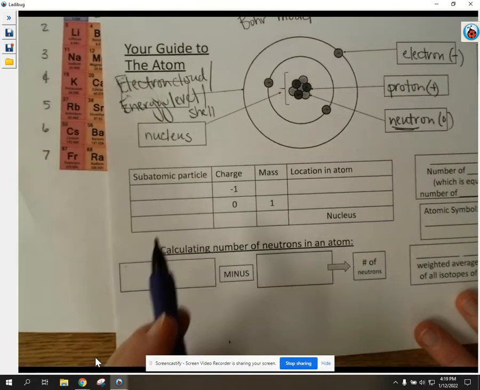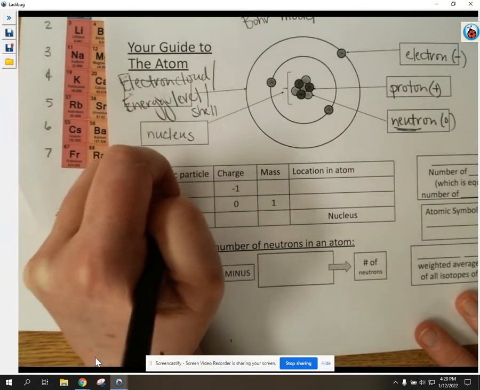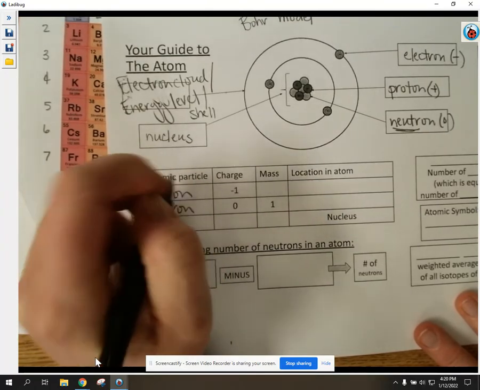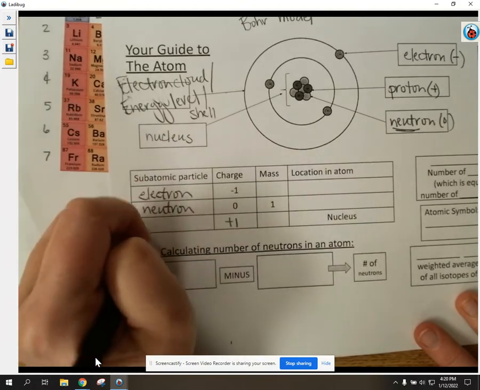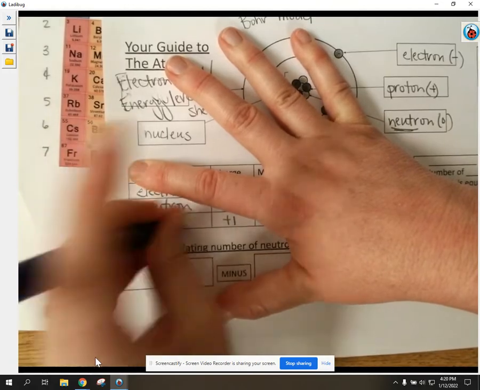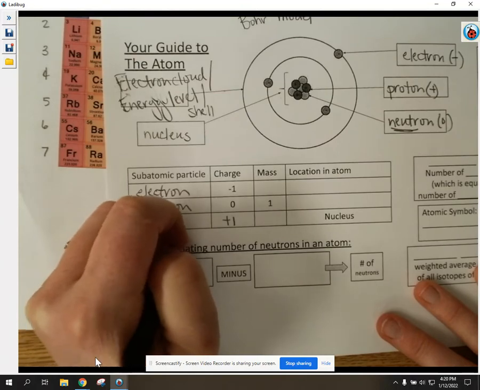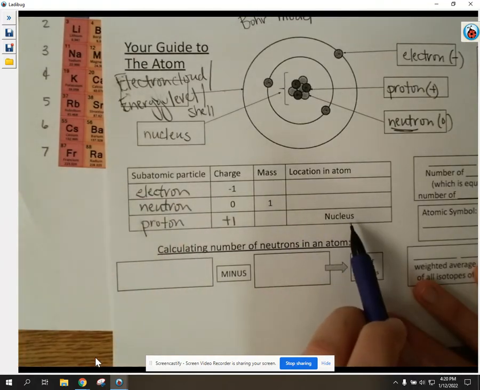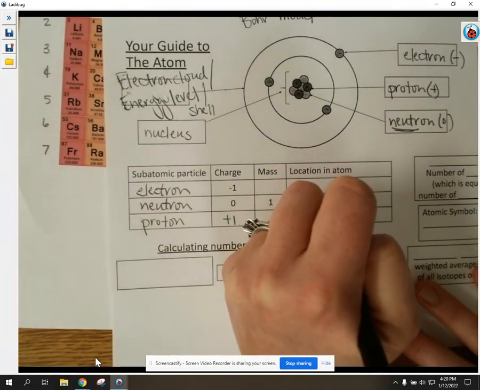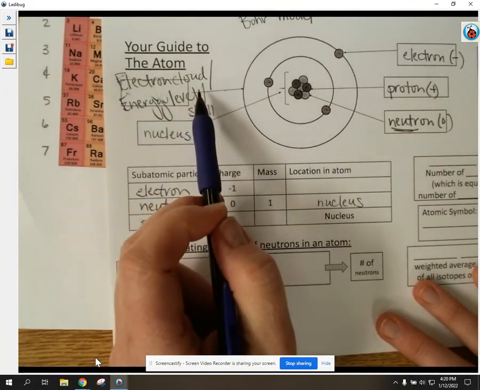So speaking of which, we just talked about their charges. So the negative one is the electron. The neutral one is the neutron, which leaves us the positive one, which is a proton. And as we already stated, their locations. So which two are in the nucleus? The neutron and the proton. And the electron is found in the electron cloud.